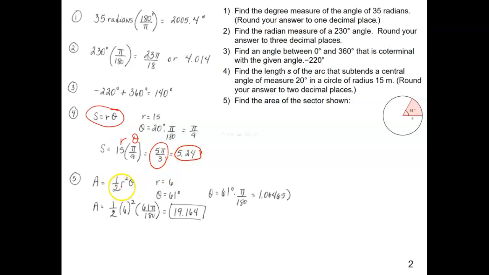Okay, number 5, find the area of the sector shown. So here, looking at this, my angle is 61 degrees. So I need to convert 61 to radians. So that would be 61 over 180 times pi. So I do 1/2 radius squared, so 6 squared times my central angle, and I get 19.164. Okay.